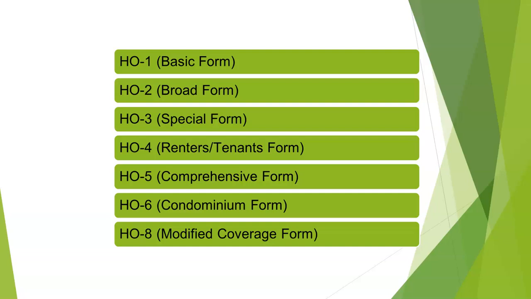HO4 does not provide coverage for the structure, which is coverage A, or other structures, which is coverage B. It will provide coverage for your personal belongings, also known as your personal property, and it'll provide coverage for loss of use. The HO5 is your comprehensive form. The HO6 is your condominium form. And then the HO8 is your modified coverage form.